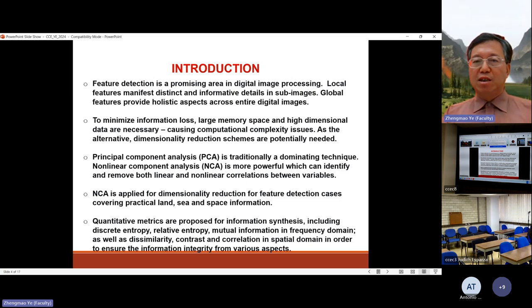Nonlinear component analysis instead is more powerful, which can identify and remove both the linear and the nonlinear correlations between variables. Therefore, NCA has been applied for dimensionality reduction for feature detection cases, covering practical land, sea, and space information. After that, quantitative metrics are also proposed for information synthesis, including the discrete entropy, relative entropy, mutual information in the frequency domain, as well as dissimilarity, contrast, and correlation in the spatial domain, so as to fully ensure the information integrity from various aspects.